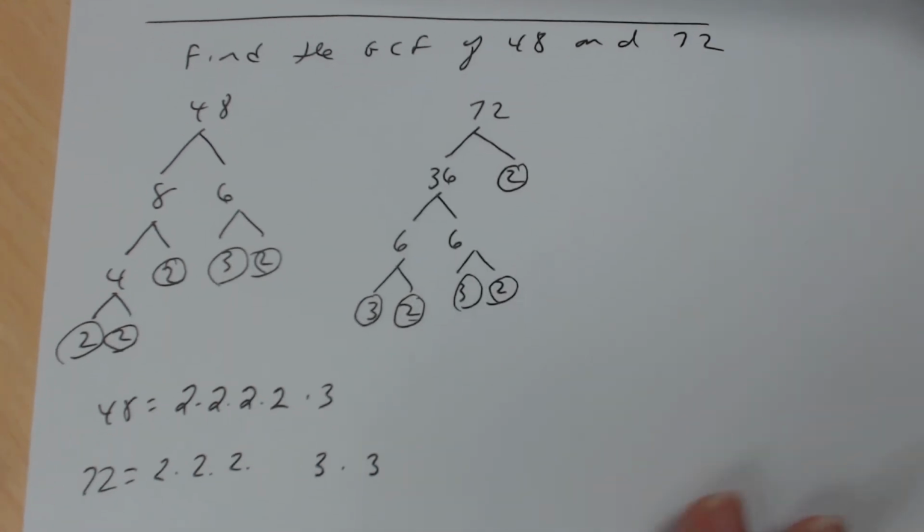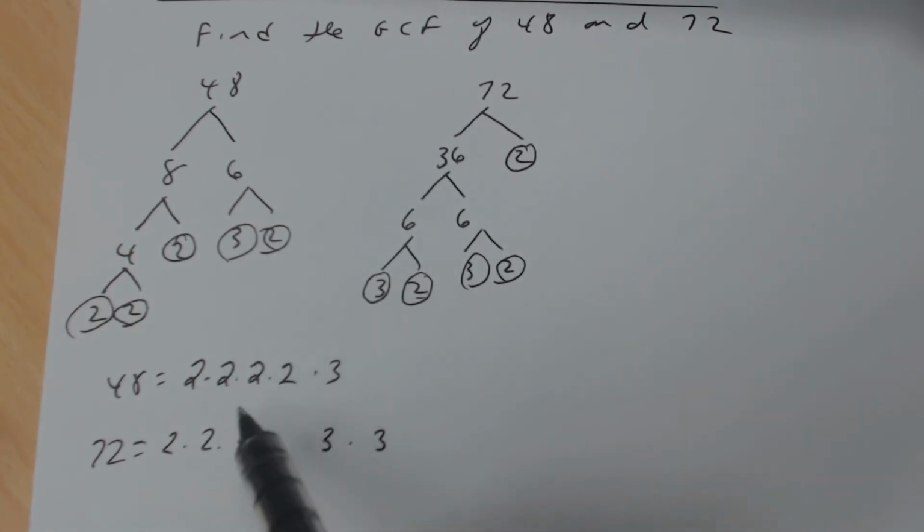All right, so 72, the prime factorization is 2 times 2 times 2 times 3 times 3. So remember, prime factorization is where you rewrite the composite number as a product of prime numbers.